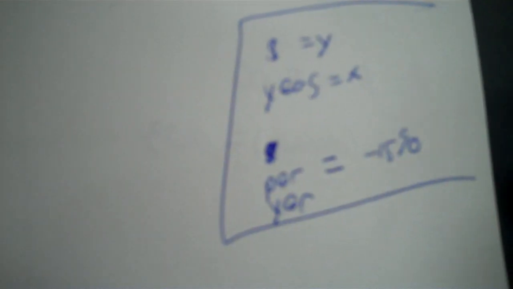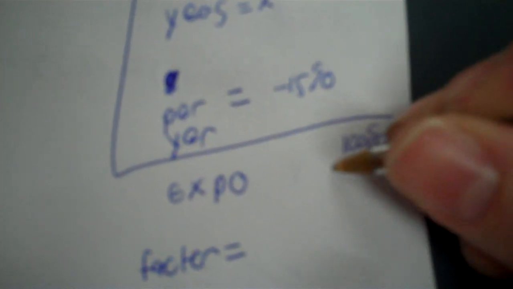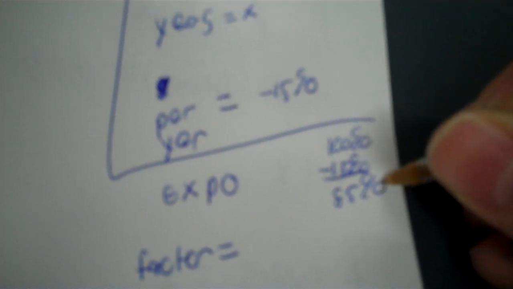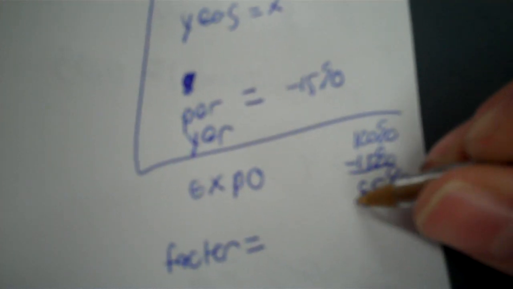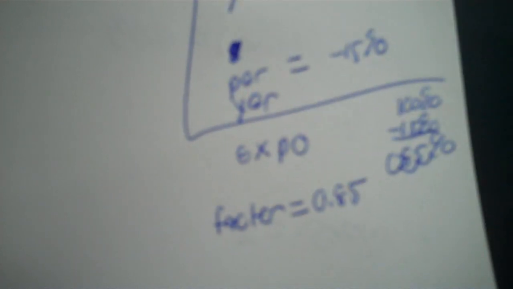There's no dollars per year. Instead, what you have is a percent per year, so minus 15%. So what that means is this is an exponential function. Just put expo. You need to find what your factor is. To find your factor, you take 100% and you minus 15%, and that's 85%. But you need to move the decimal once, twice. So the expo factor is 0.85.